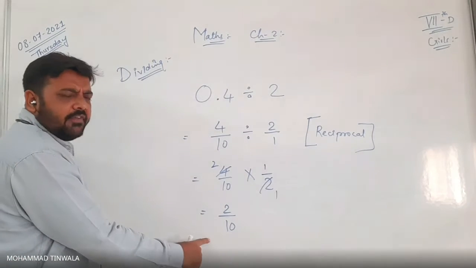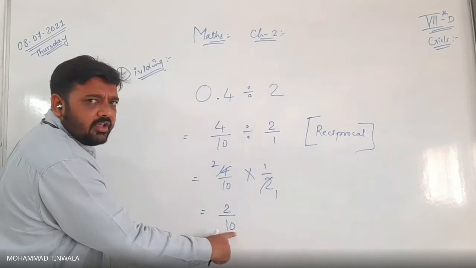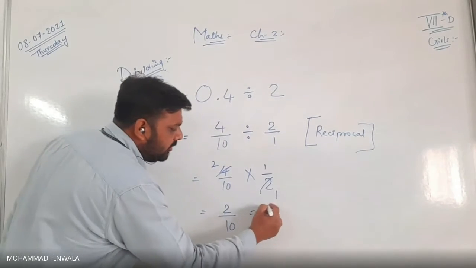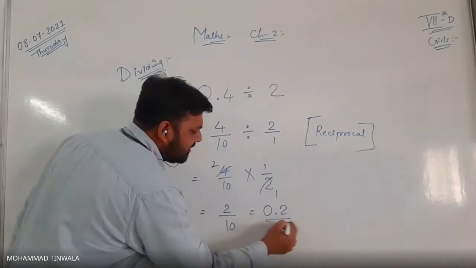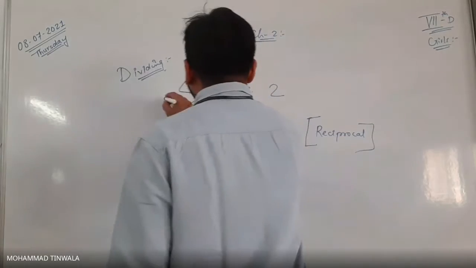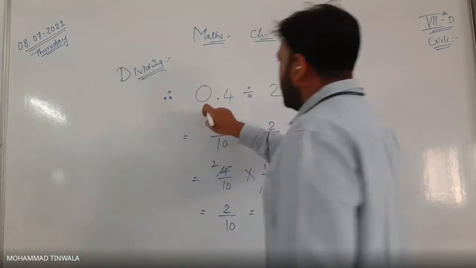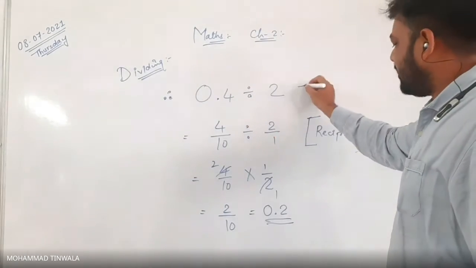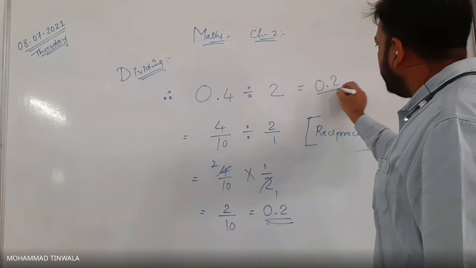So 2 upon 10 we got here. There is one zero, so we have one digit in the numerator. So we will convert this into decimal, and you will get your appropriate answer. In the conclusion, you can write: therefore 0.4 divided by 2 is equal to 0.2 as your answer.